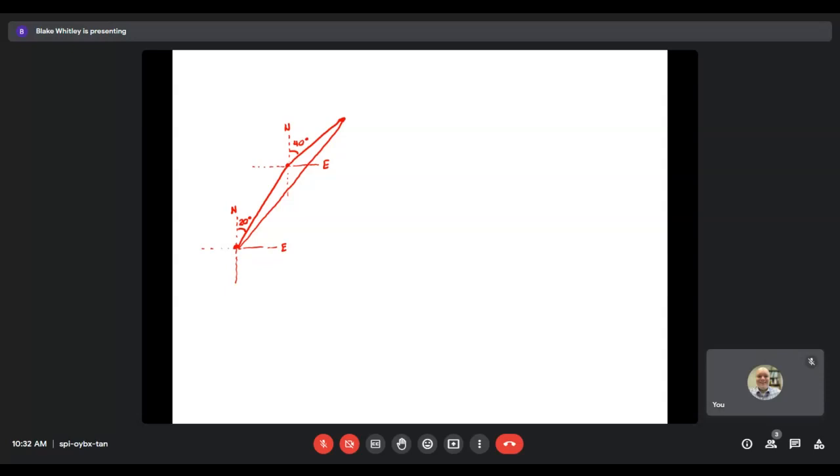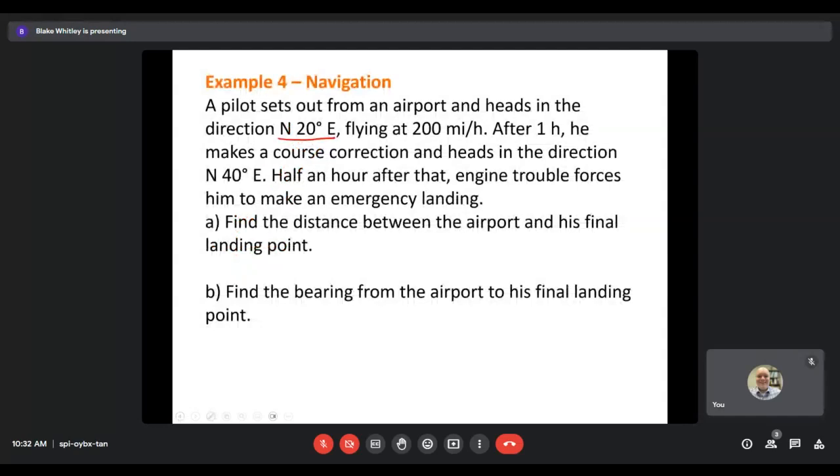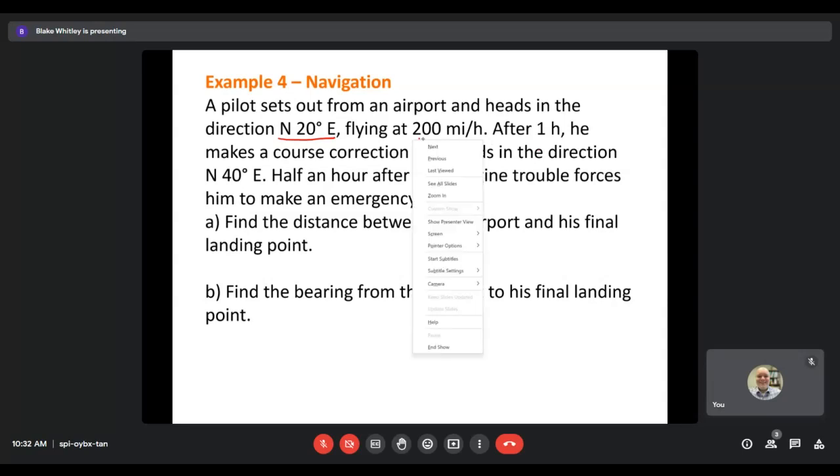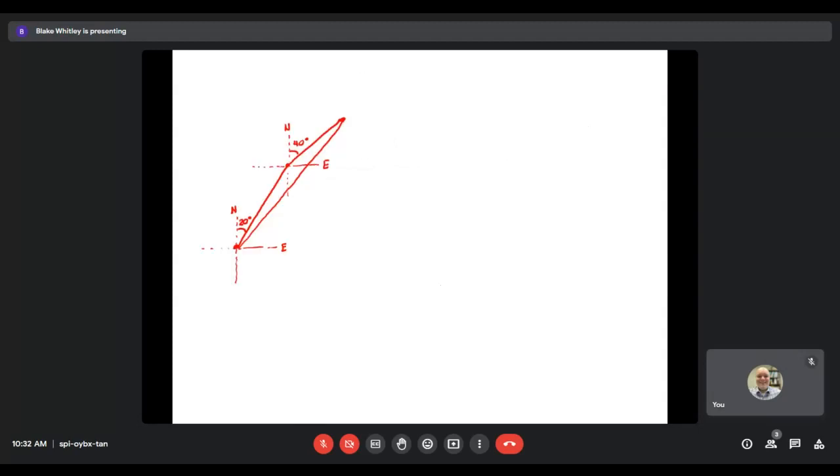Now, the way I'm going to find that, let's go back and look at what was given. So it says he was flying at 200 miles per hour, and after 1 hour, he makes the course correction. So basically, he's flying 200 miles per hour for 1 hour. Well, 200 miles per hour for 1 hour means he's going to be traveling 200 miles. And so in this case, I'm going to put my 200 miles along that first side there.